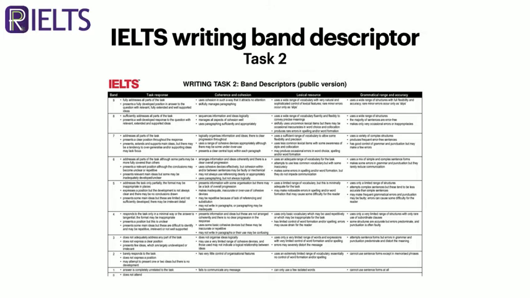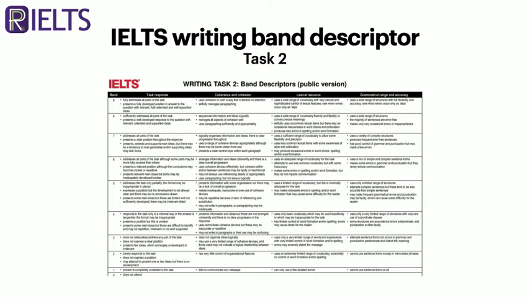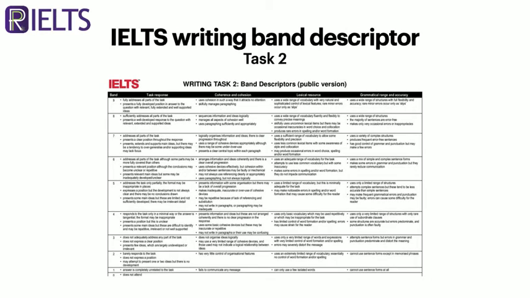There are two sets of band descriptors, one for task 1 and one for task 2. It is almost the same. There is only one difference: one of the descriptors is task achievement in task 1, and in task 2 it is task response. Everything else is the same. So in this video we'll be discussing the band descriptors of task 2.